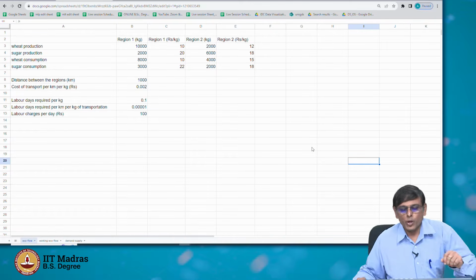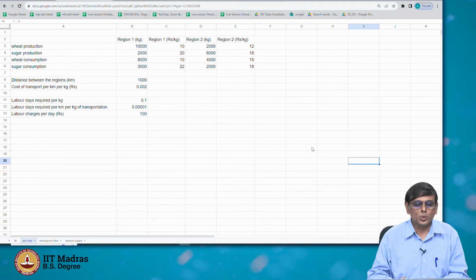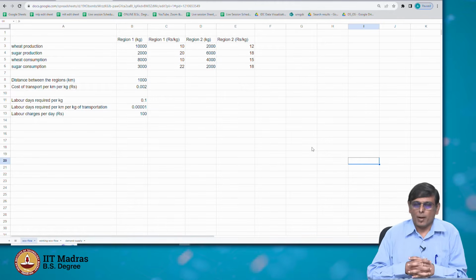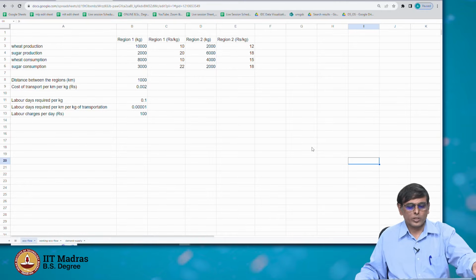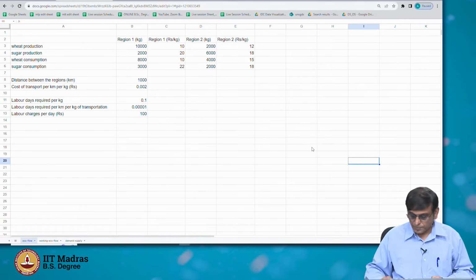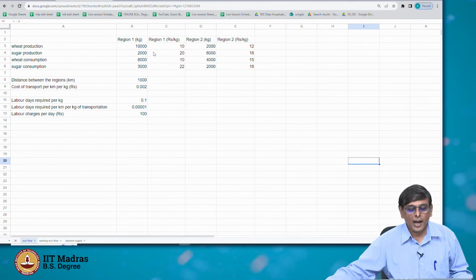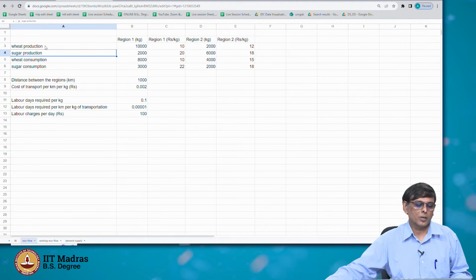So, what we are going to do in this session is work through a problem for you, trying to estimate all the economic flows that are happening. If you see this problem, the way it's structured is that we have two regions, region 1 and region 2, and both these regions produce two kinds of things, wheat and sugar.